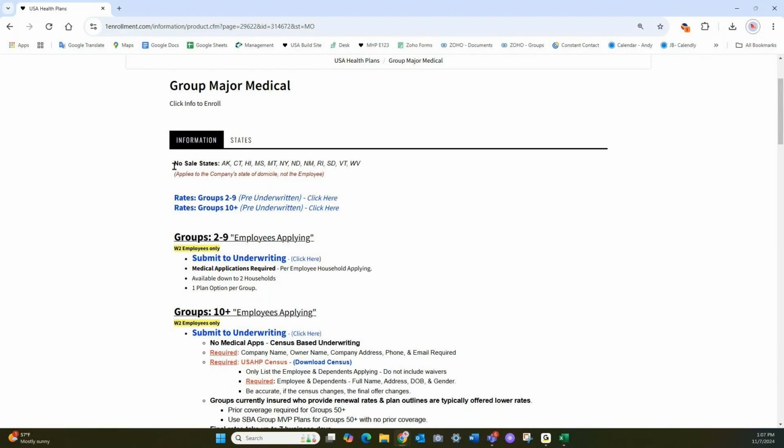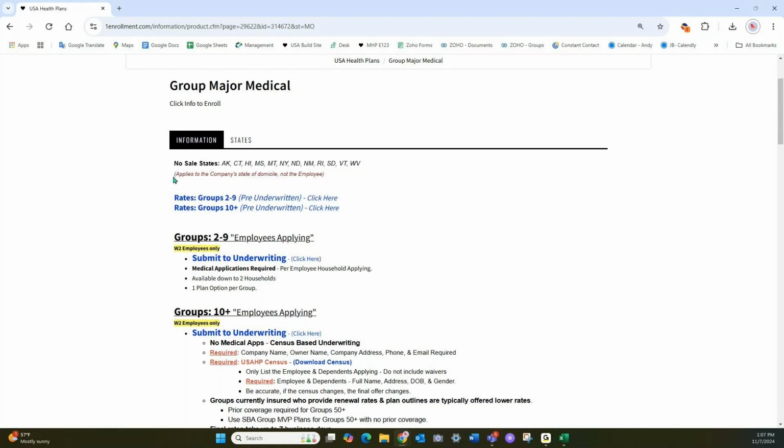So first of all, I want to talk about the no-sale states. These are states that we can add if need be. We just have to have demand there. We have to have boots on the ground. We're just not going to pay fees when we really don't have anything going on in these states. New York would be the only exception.